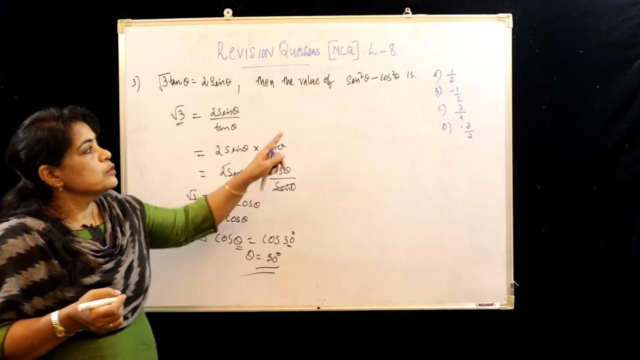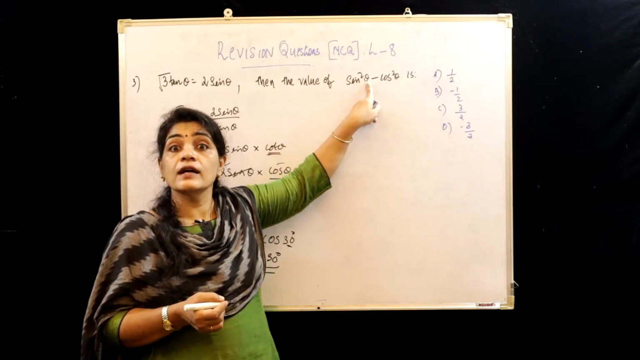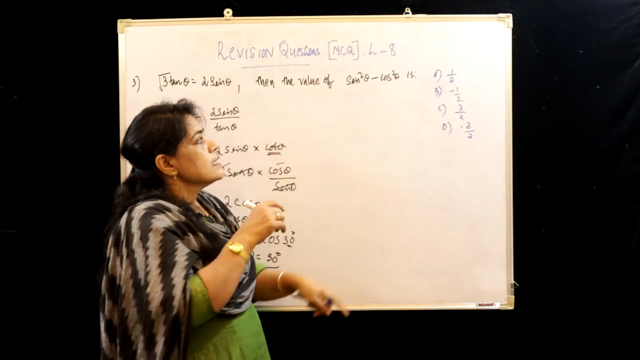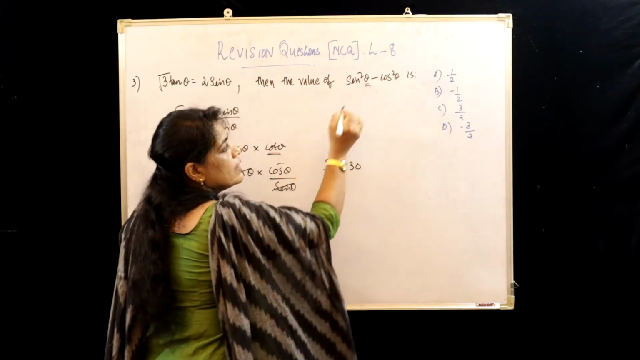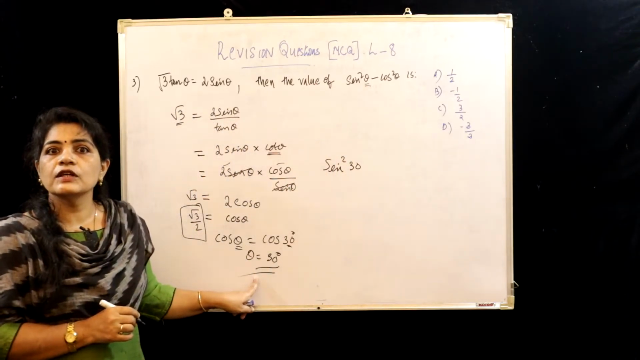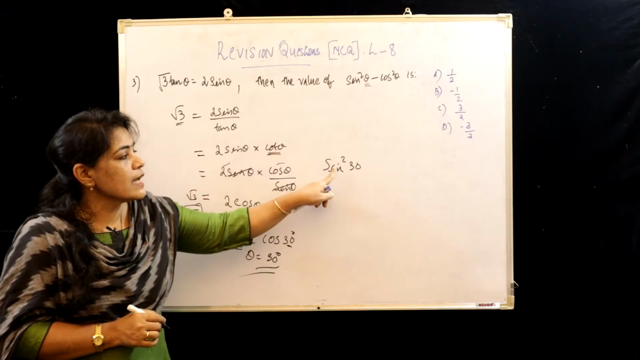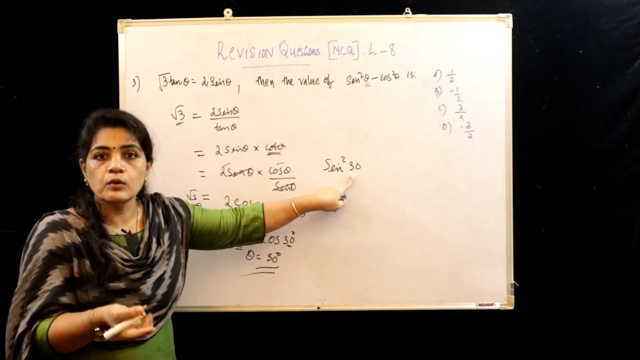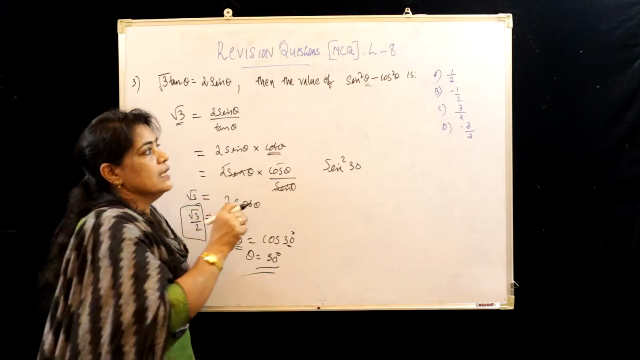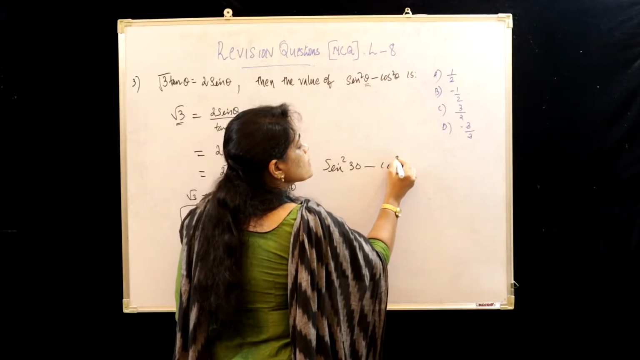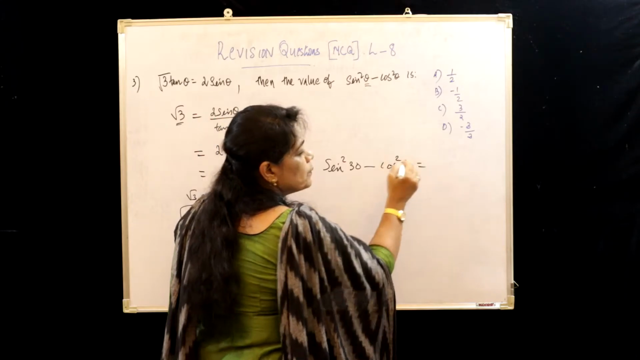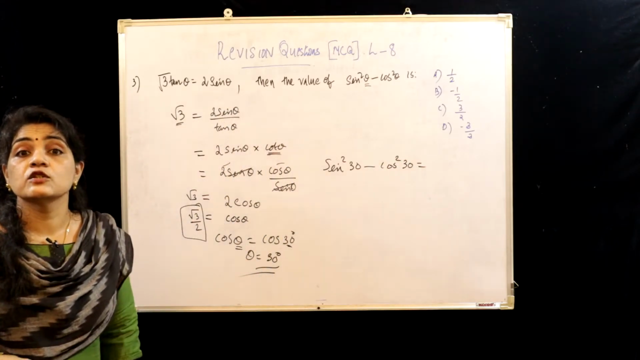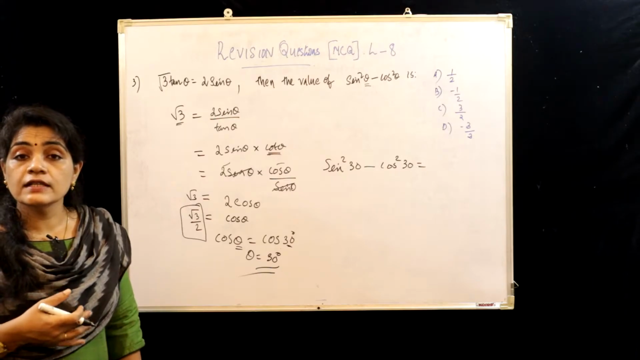Why? Because we should know what is sin square theta. Here this is reduced into sin square 30. Yes, we have seen that the value of theta is 30 degree. So sin square theta is now changed into sin square 30 minus cos square 30 degree. We have to find out this value. Okay, and what is sin square 30? Sin 30 value is 1 by 2.